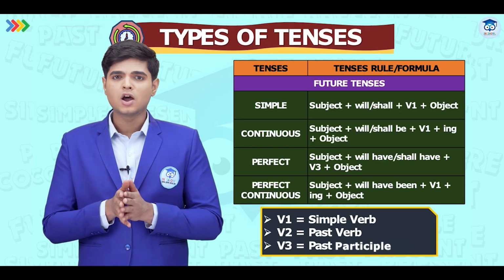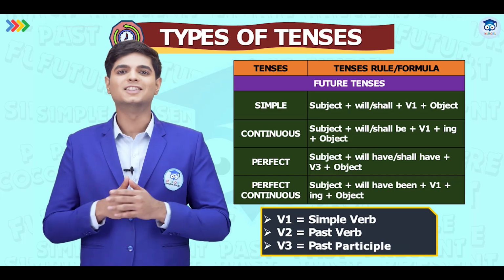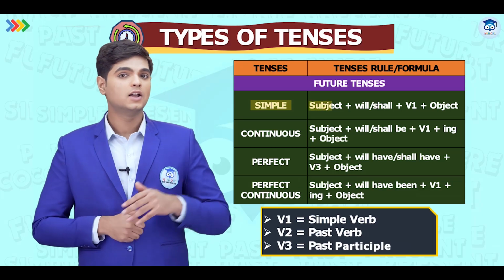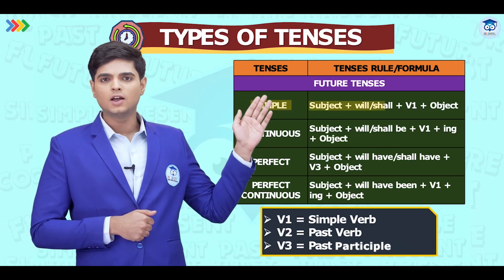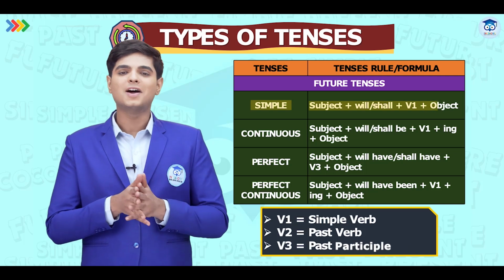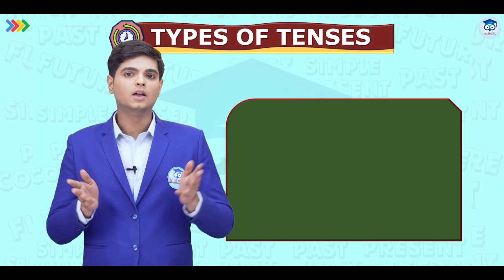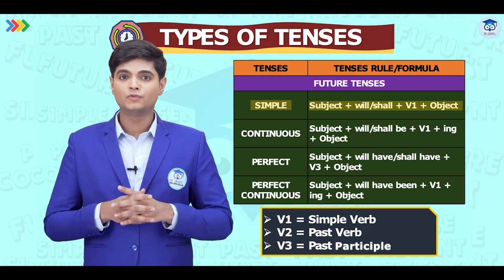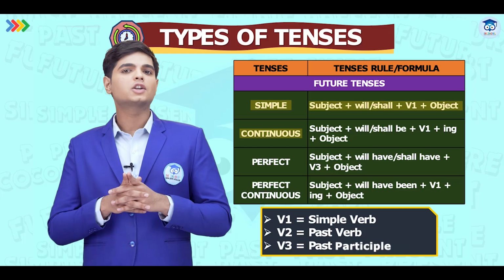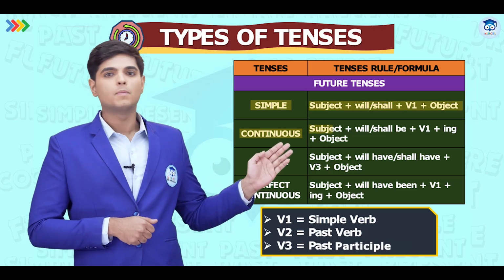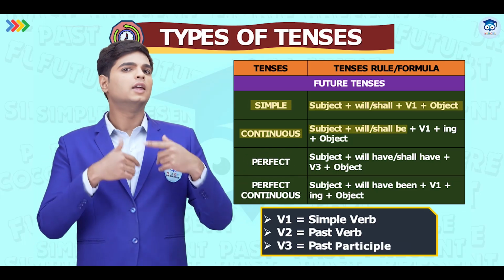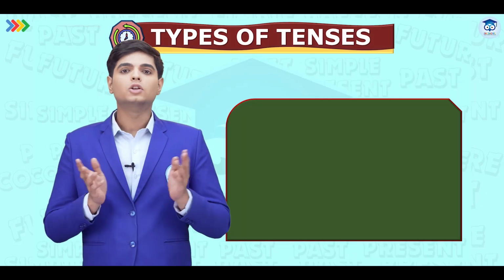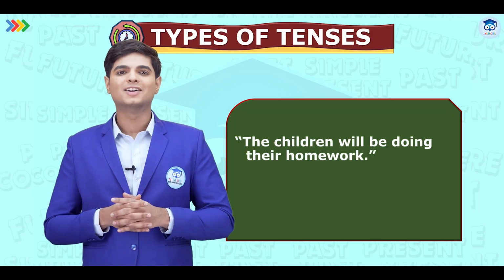Let's now focus on how we form sentences in the future tense. To begin with, the simple future tense, which follows the formula subject plus shall or will, then the base verb and the object. For example, the children will do their homework. Next, we move to the future continuous tense, where the structure is subject plus will or shall be, then the verb with ing followed by the object, like the children will be doing their homework.